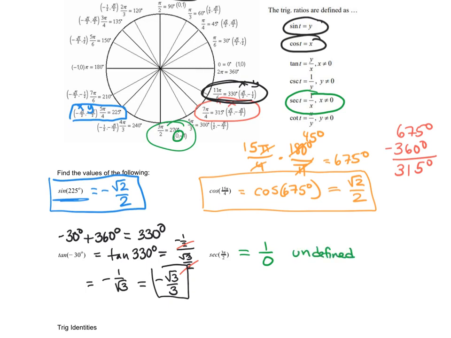And for some of these quadrantal angles, 90, 180, 270, it is very common for secant, cosecant, tangent, or cotangent to be undefined. So don't be worried if you get an undefined value.